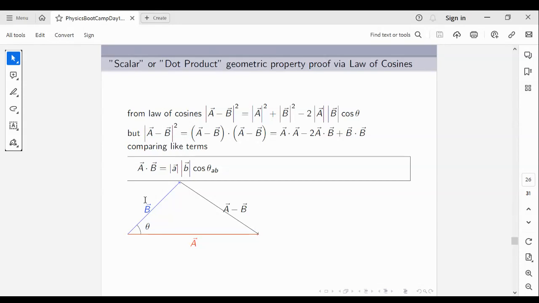And from the law of cosines, we know that this A minus B side, which we've done in a vectorially correct sort of way, is equal to A squared plus B squared minus 2AB cosine theta. But we also know that the magnitude of A minus B squared is equal to the dot product of A minus B with itself. And when we FOIL and compare like terms, we see that A dot B is equal to the magnitude of A times the magnitude of B times the cosine of the angle between them.